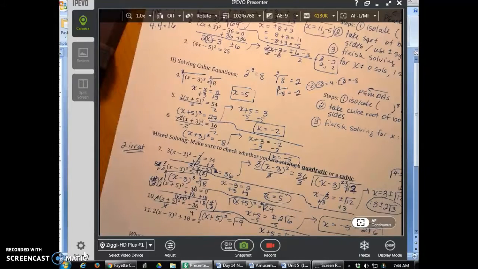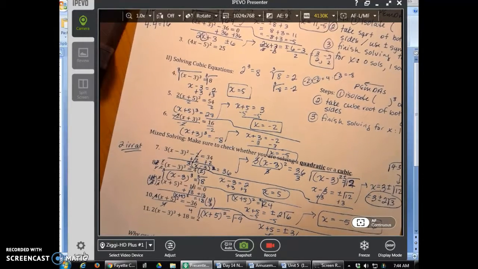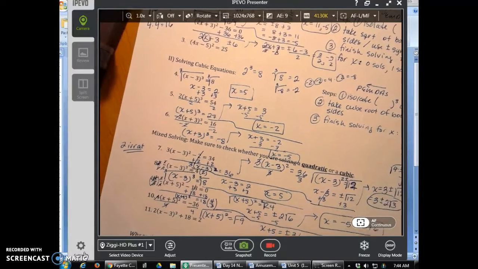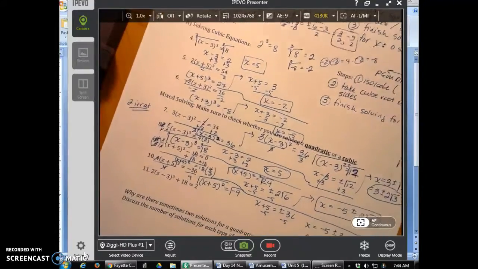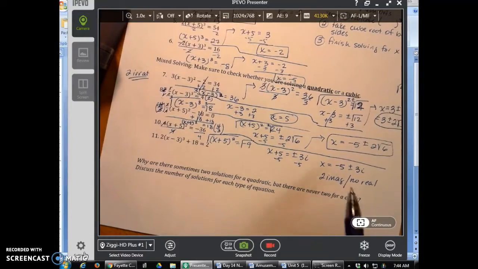So here I actually have no real solutions. I do have two imaginaries, but no real solutions. Okay, and let me show you why that's the case. I'm sorry, I ran off the page there. Okay, so that's the answer to the last one.